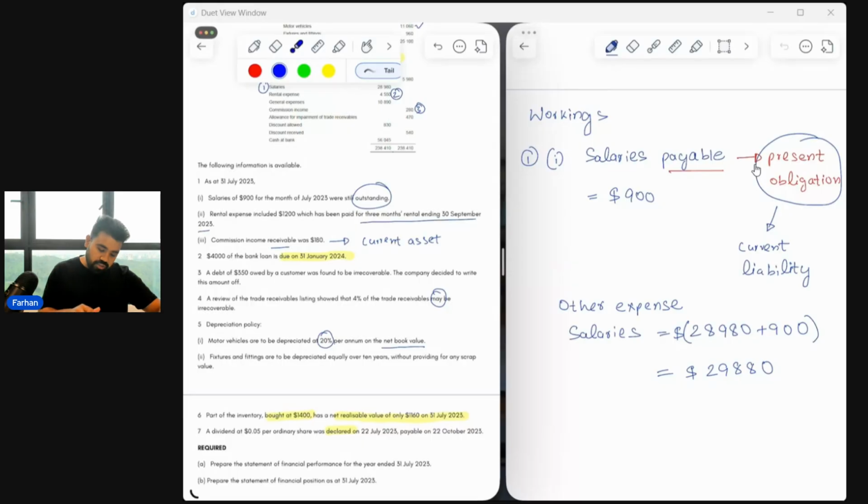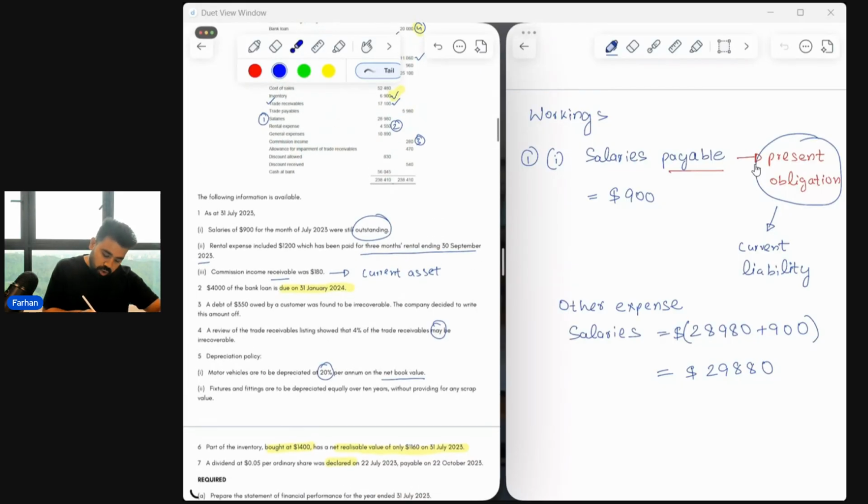All right, so let's start with the first one. As at 31 July 2023, salaries of $900 for the month of July 2023 were still outstanding. So what do we understand by outstanding? Outstanding is referring to salary expense, which we have incurred, but we still have not paid it with cash. So we have used the labor from our staff in our business operations, but we still have not paid them yet. So here's an expense which has been incurred already, but we still have not paid for it using cash.